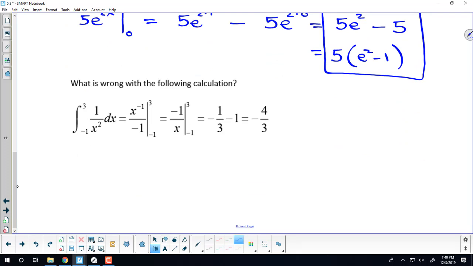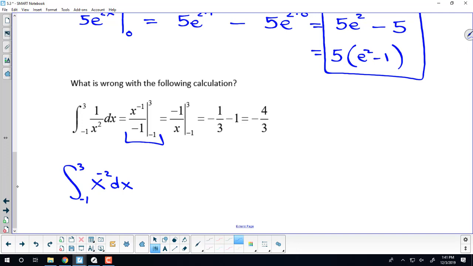Second step. This step right here? What's wrong with that one? I feel like it's not correct. I don't know exactly what that person did wrong, but you would find the antiderivative of 1 over x squared. Okay, so we're going to look at the antiderivative of 1 over x squared. It would not be x to the minus 1 minus 1. All right, let's check that step.